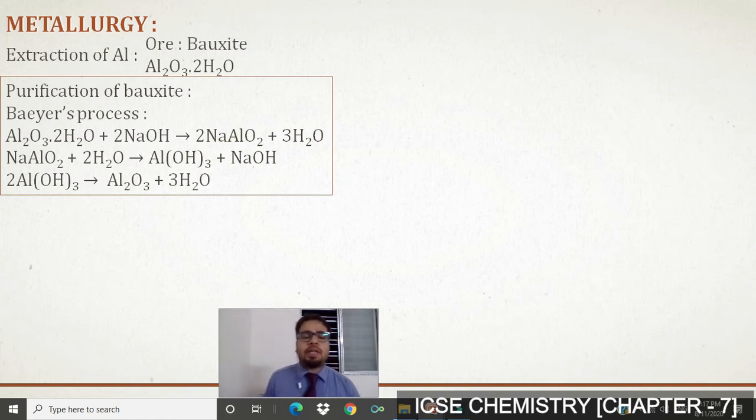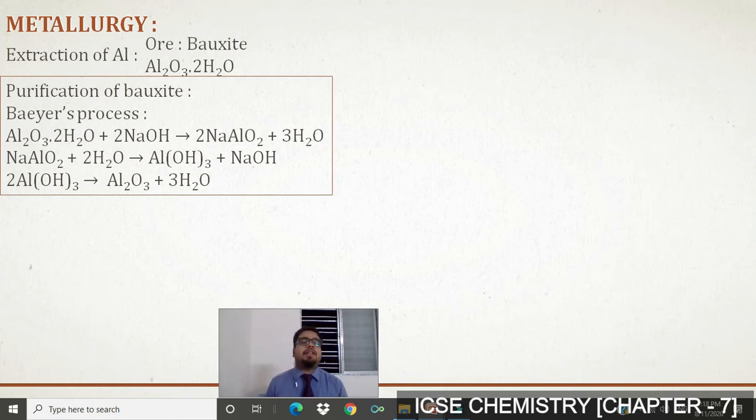Now if you observe the compound sodium aluminate, you can easily understand it is a compound of two metals, sodium and aluminium. Oxygen is the non-metal present with it. So now if you hydrolyse sodium aluminate, that means if you add water to sodium aluminate, you will get the hydroxide of these two metals. One is aluminium hydroxide and the other one is what? Sodium hydroxide, okay.